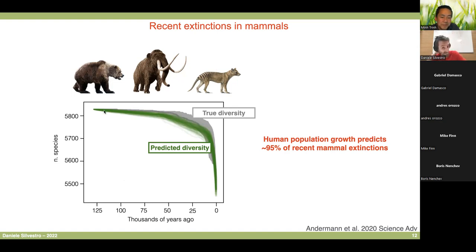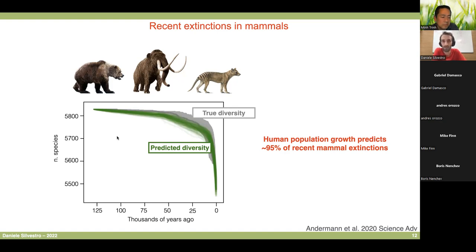Yeah, as I was saying, this drop in diversity can also be explained: we can use posterior predictive modeling to show that human population growth alone can explain 95% of these recent mammal extinctions. So even if we factor in climate change, because of course there were also ice ages going on in the meantime, human population growth alone can explain 95% of mammal extinctions.